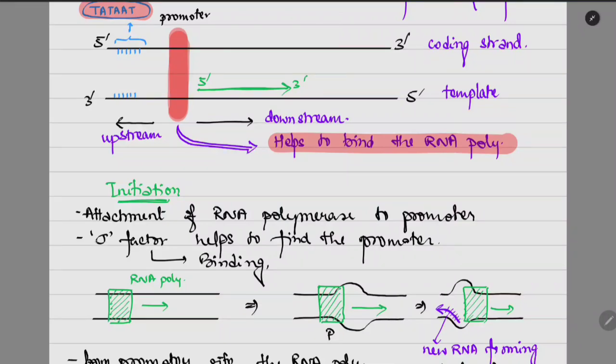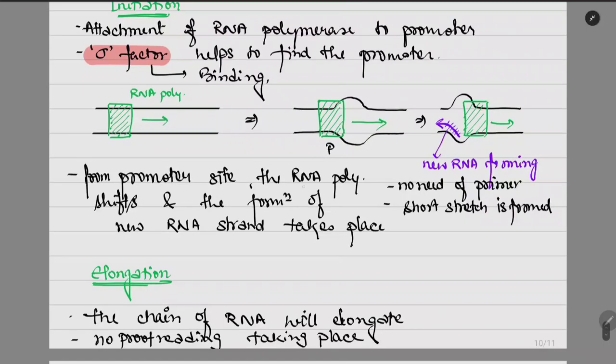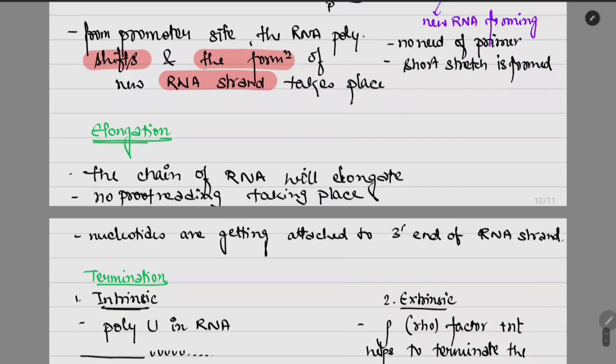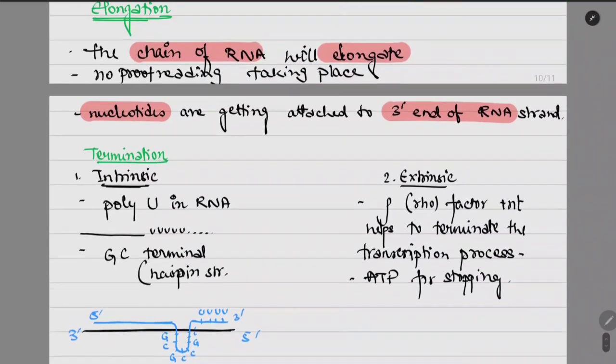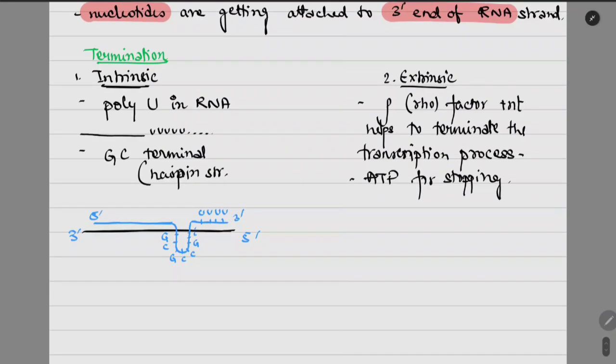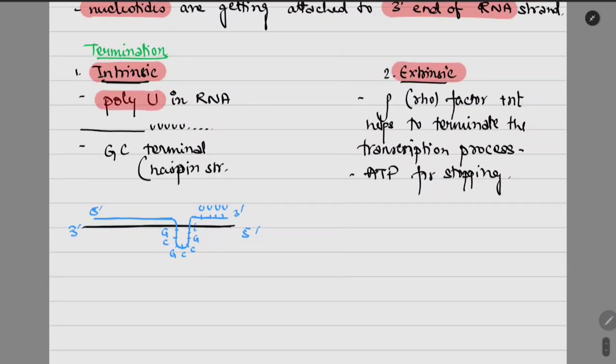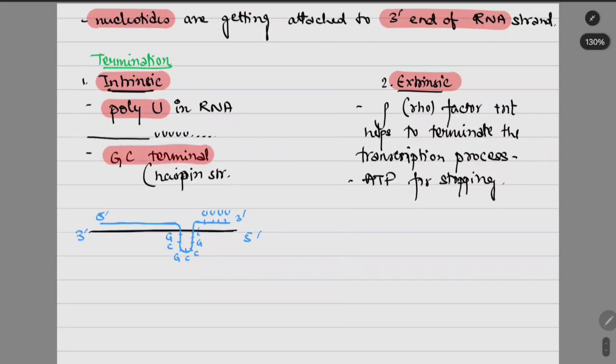Now in initiation there is sigma factor that helps to find the promoter and in binding. Now from the promoter side there is a shift and the formation of the RNA strand takes place. In elongation the nucleotides are getting attached to the 3' end of the RNA strand. The chain of RNA will elongate and the other points will take place. Now proofreading means there is no correction of the RNA at this point. Now in termination there are two types. There can be intrinsic one, there can be extrinsic one. In intrinsic one there are polyuracil residues and GC hairpin-like terminal.